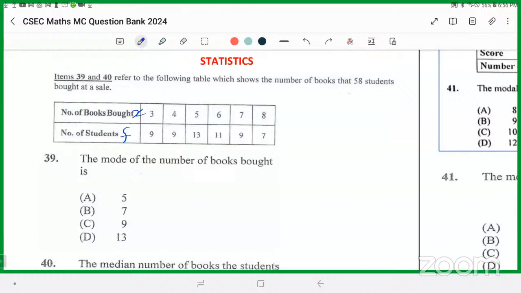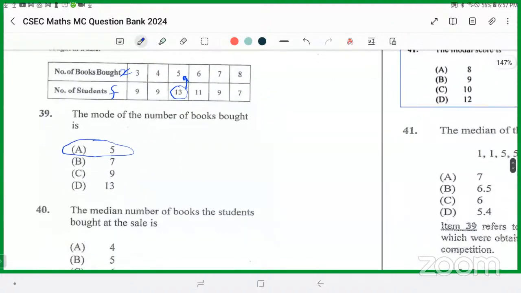It says the mode of the number of books bought. So it's the one that corresponds to the highest frequency. This is the highest frequency. And so the mode number of books bought is 5. Corresponds to the highest frequency, not the 13. So they put the 13 as a bait for the answer. The mode is not a frequency, it's a score. So it's the score that corresponds to the highest frequency.